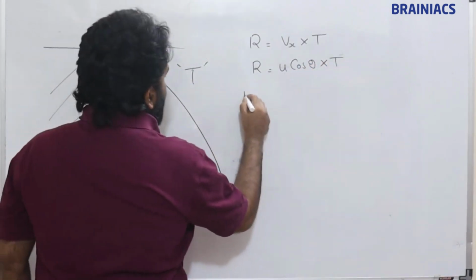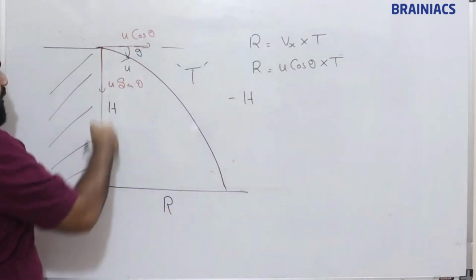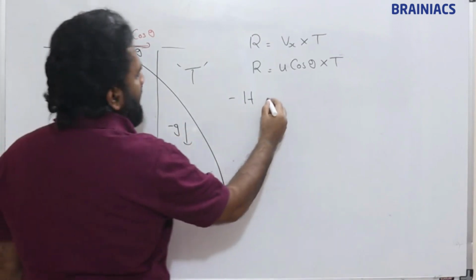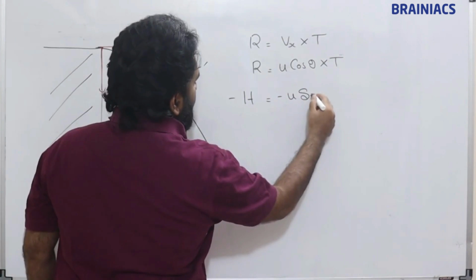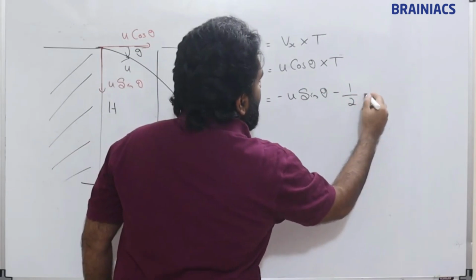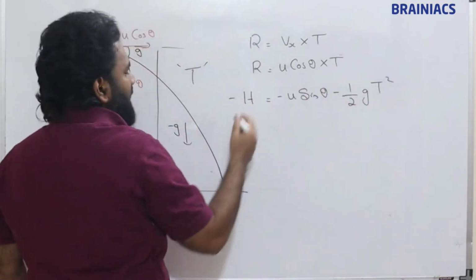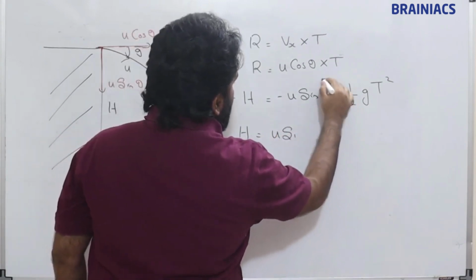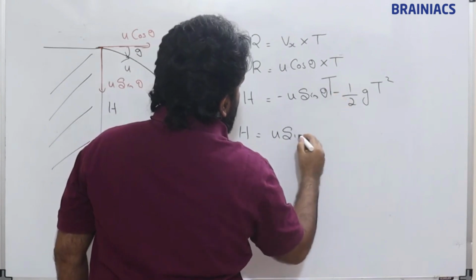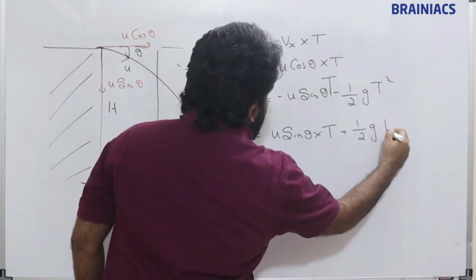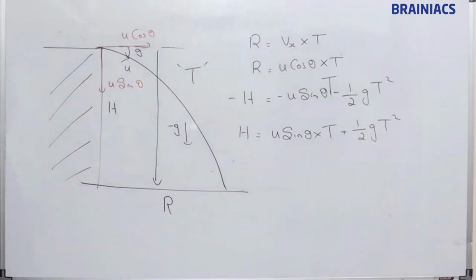Suppose we need to find h; we will measure in the downward direction. Minus g is there in the downward direction. This is equal to minus u sin theta, since sin theta is in the downward direction, u sin theta t minus half g t square. Anyway, all the signs will get cancelled off. H is equal to u sin theta into t plus half g t square. So likewise we can approach. Now we will do some problems.